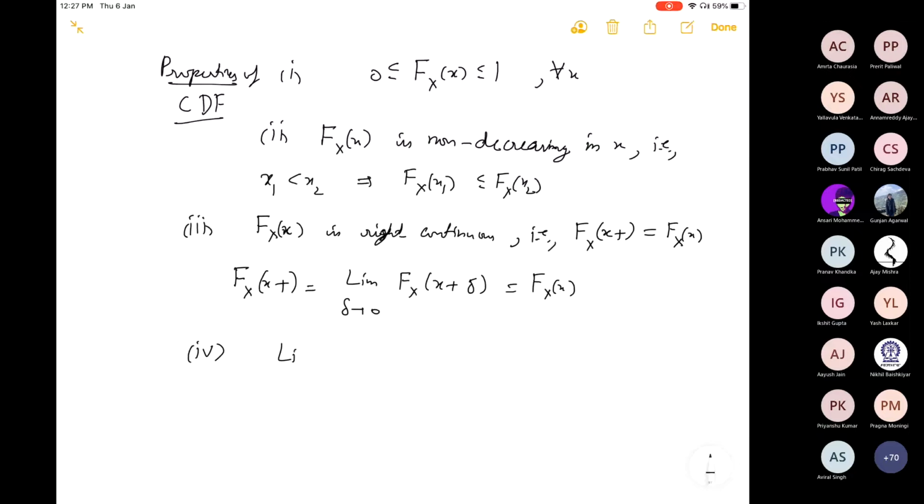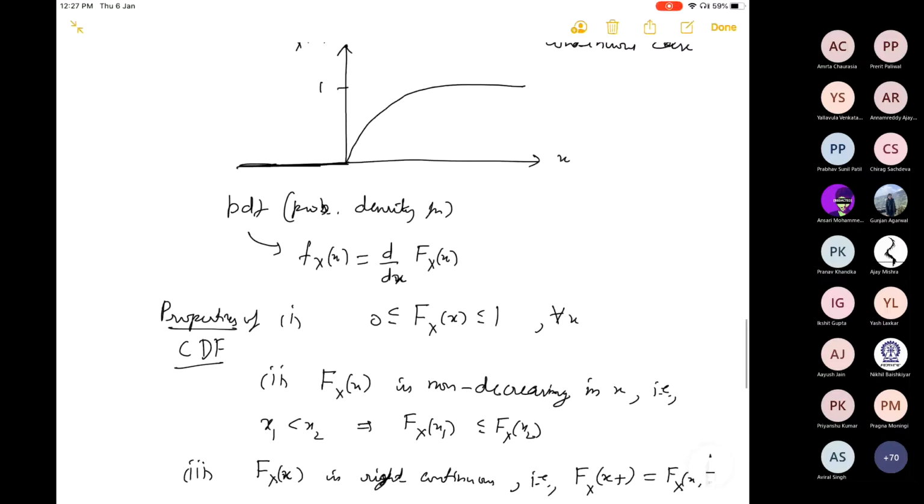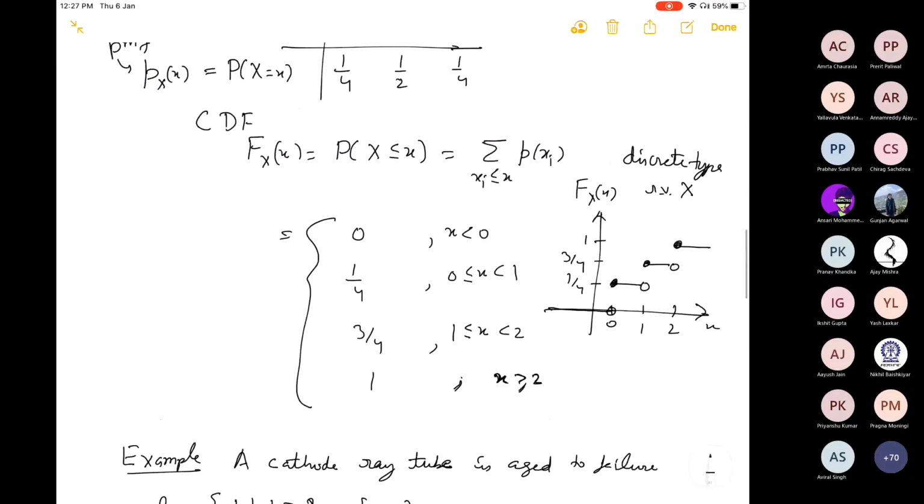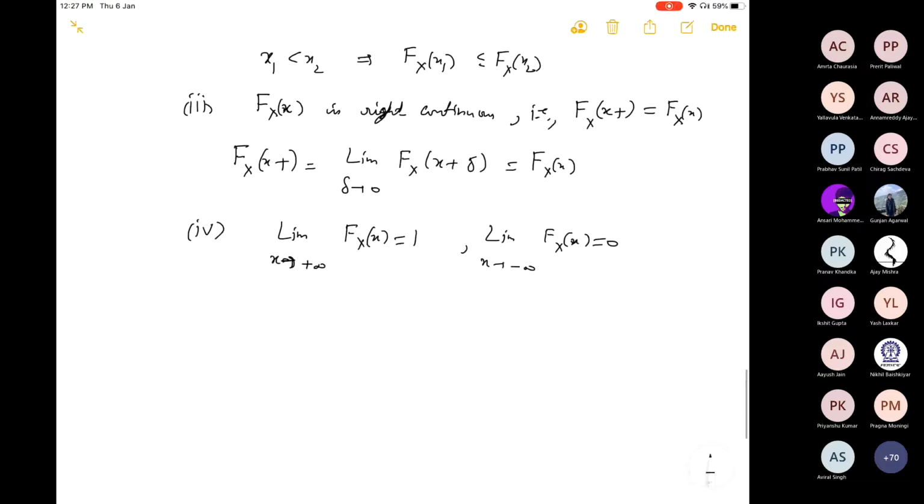Fourth is the limit as x goes to infinity, the value is 1, and the limit as x goes to minus infinity, Fx is 0. For example, when you are going toward minus infinity, you will get 0. When you are going towards plus infinity, you will get 1. Okay, so these are some properties of the CDF.